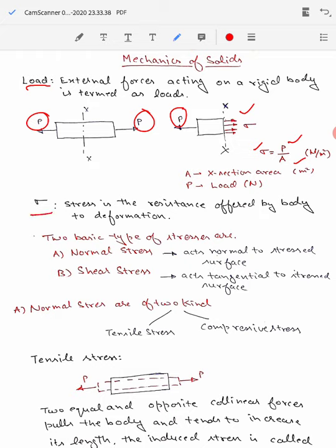There are two primary types of stresses, or basic types of stresses. The first one is called normal stress, and the second one is called shear stress. Normal stress is the stress which acts normal to the stressed surface or the cross section area. As in the previous case I have shown here, this is the normal stress because it was acting perpendicular to the area on which it is being applied. The other stress is termed as shear stress. These stresses act tangential to the stressed surfaces.